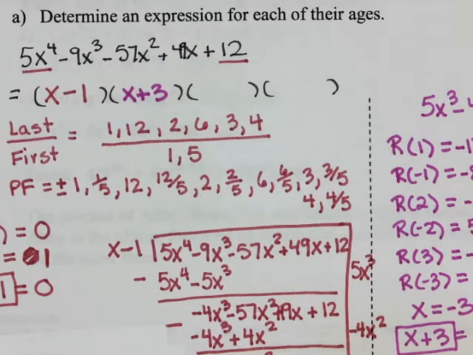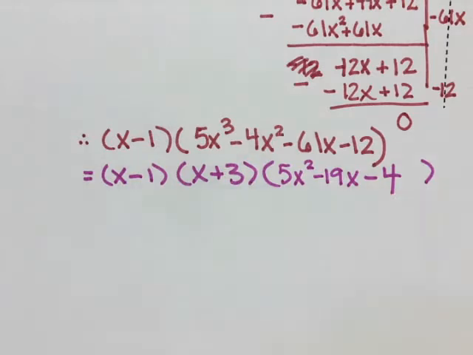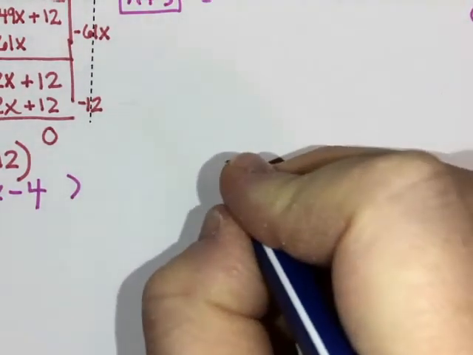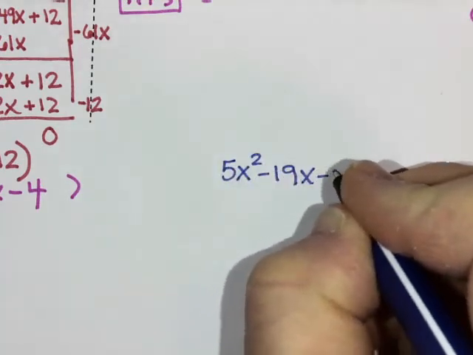In order to do that, I am just going to do some regular factoring. Okay, so I need to take 5x squared minus 19x minus 4 and see if that will factor. So I have some space over here. That's where I'm going to do it. So I have 5x squared minus 19x minus 4.